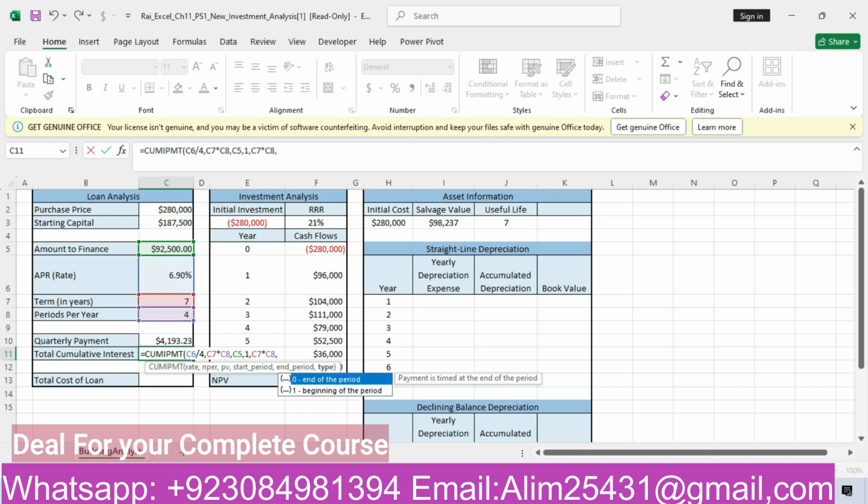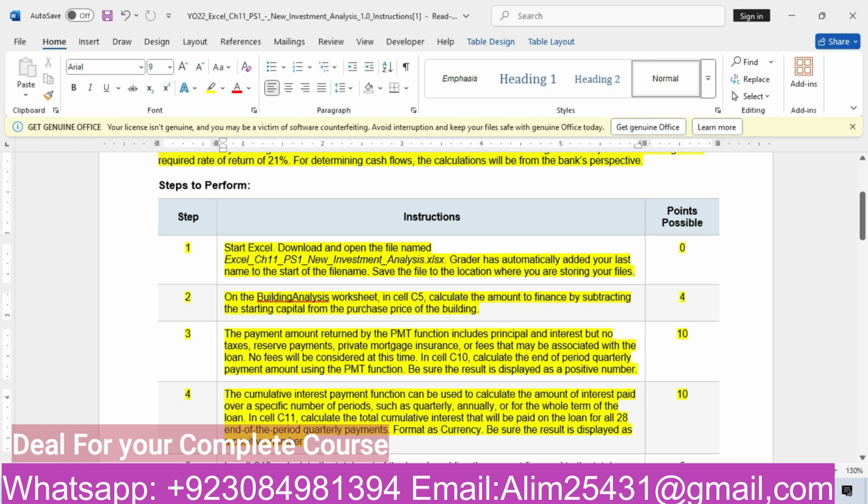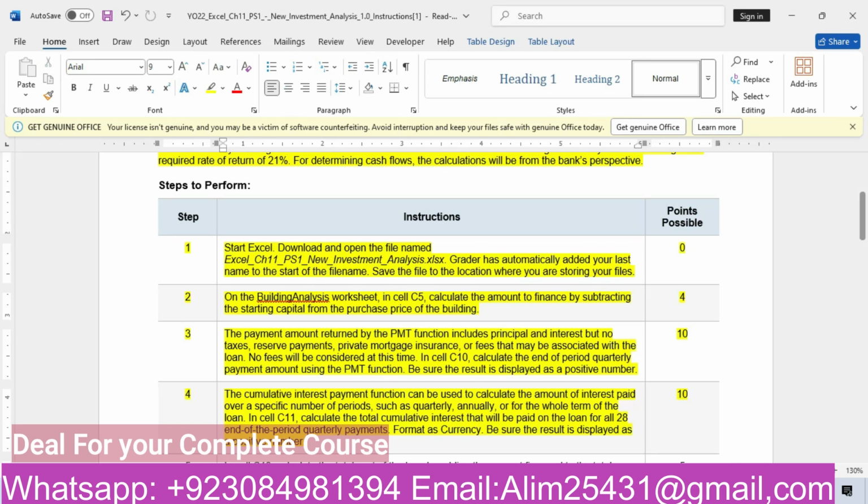And what is the type? Our type is the end of the period. So we will close our bracket and press enter. It's giving us a negative value. He tells us at the end, be sure that the result is displayed as a positive number. So we will multiply this by negative one, so we will get our positive value, and he asks us to format this as a currency.